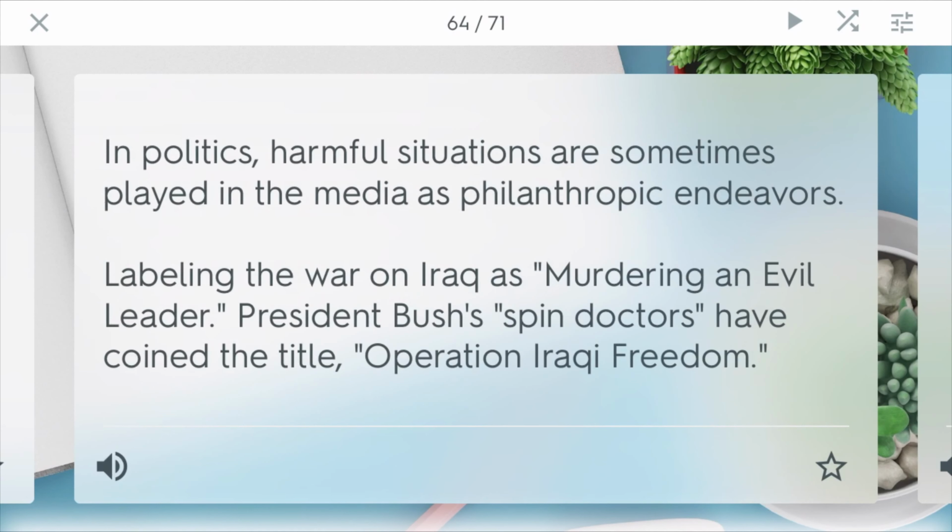Spin in politics is when harmful situations are sometimes played in the media as philanthropic endeavors. Labeling the war on Iraq as murdering an evil leader sounds much better than anything else. Also, President Bush's spin doctors have coined the title Operation Iraqi Freedom to portray the war as something we're doing a service to the Iraqi people.